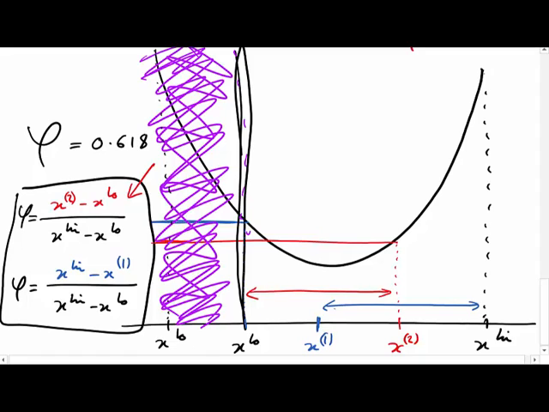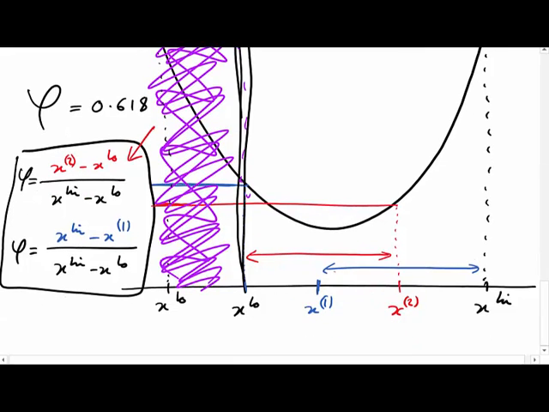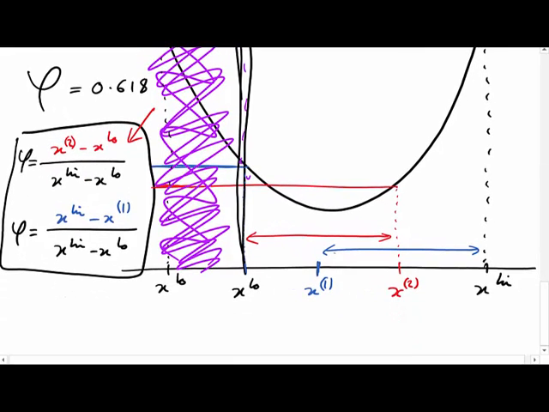The same principle applies if x1 is the lower function value, as I'll show you. Just bear with me for that. So we need to do a little bit of updating. What will x1 be? What is the value of x1?